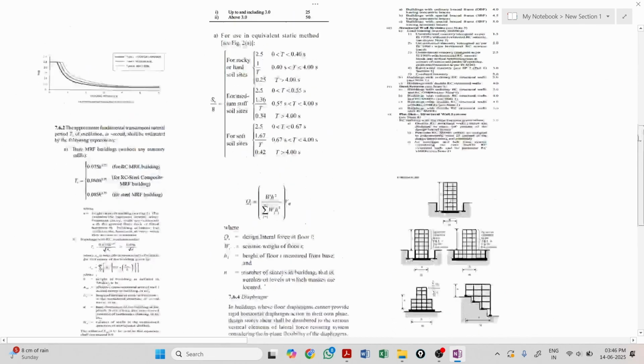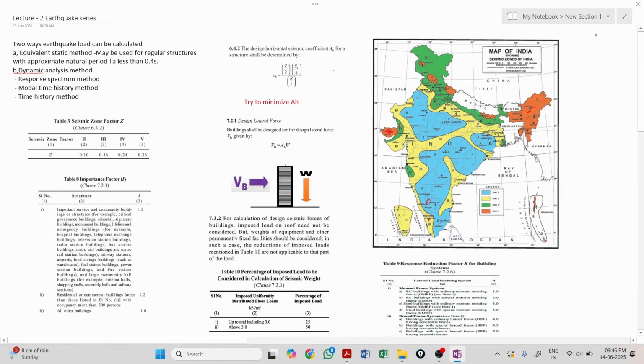Okay. So at first, you guys need to understand there are different ways to find the earthquake load, that is the lateral force. Now, the equivalent static method is the method that we are going to do today. I'm going to explain that out. This is the equivalent static method.